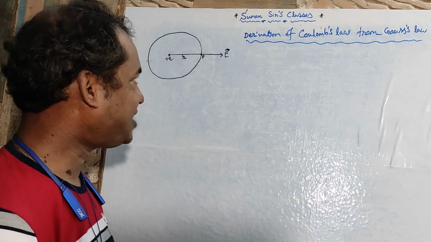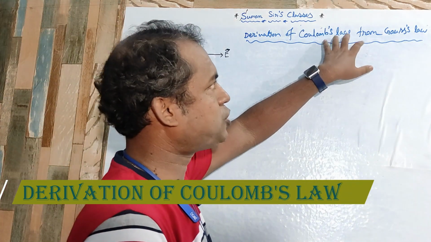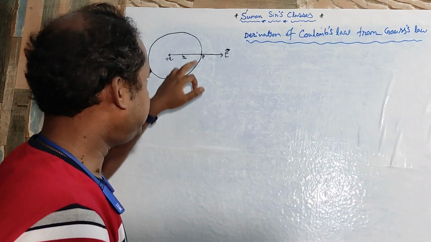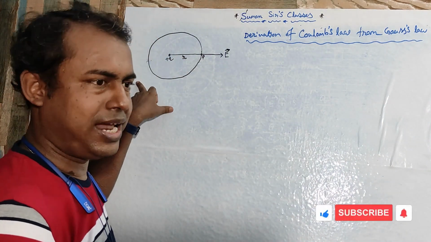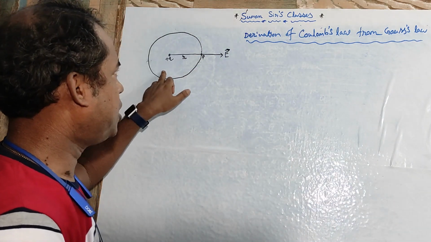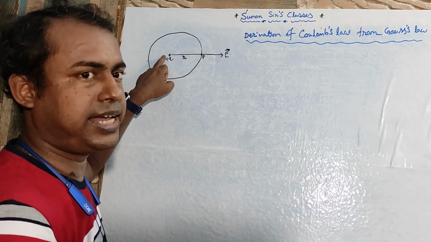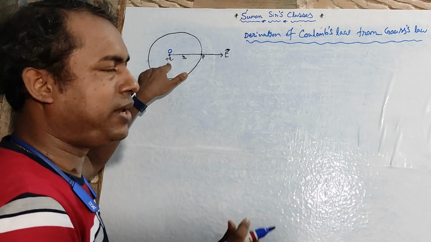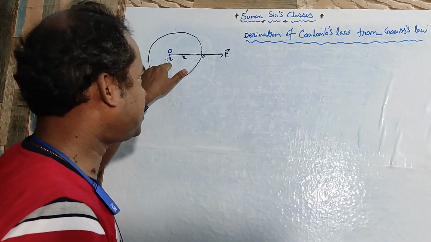Okay, so the next one, derivation of Coulomb's law from Gauss law or Gauss theorem. Let's see. Consider this is the surface. Last time we discussed the Gauss law. So this is the surface, and the charge is placed at the center. Consider the center point is O. At the center point O, we place a charge, that is the plus Q charge.